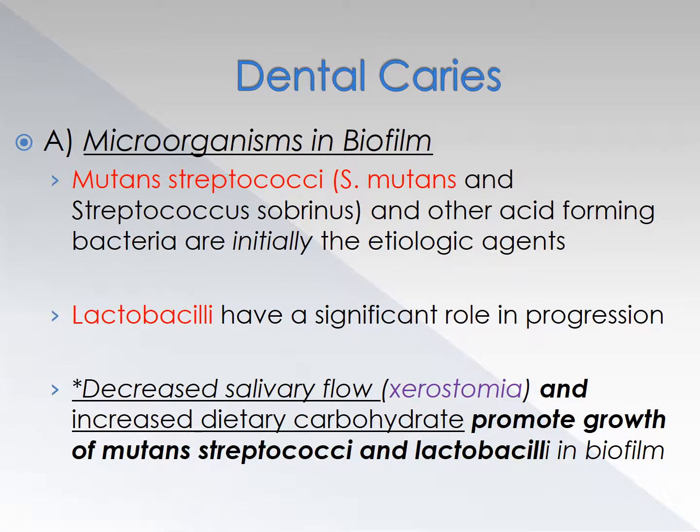Dental caries, microorganisms, and biofilm. We're looking at strep mutans and Streptococcus sobrinus, and other acid-forming bacteria are initially the etiologic agents. Lactobacilli have a significant role in the progression. Decreased salivary flow, xerostomia, and increased dietary carbohydrate promote growth of strep mutans, streptococci, and lactobacilli in biofilm. Okay, so decreased salivary flow, or xerostomia, and increased dietary carbohydrates, such as your sugars, promote the growth of strep mutans and lactobacilli in biofilm.